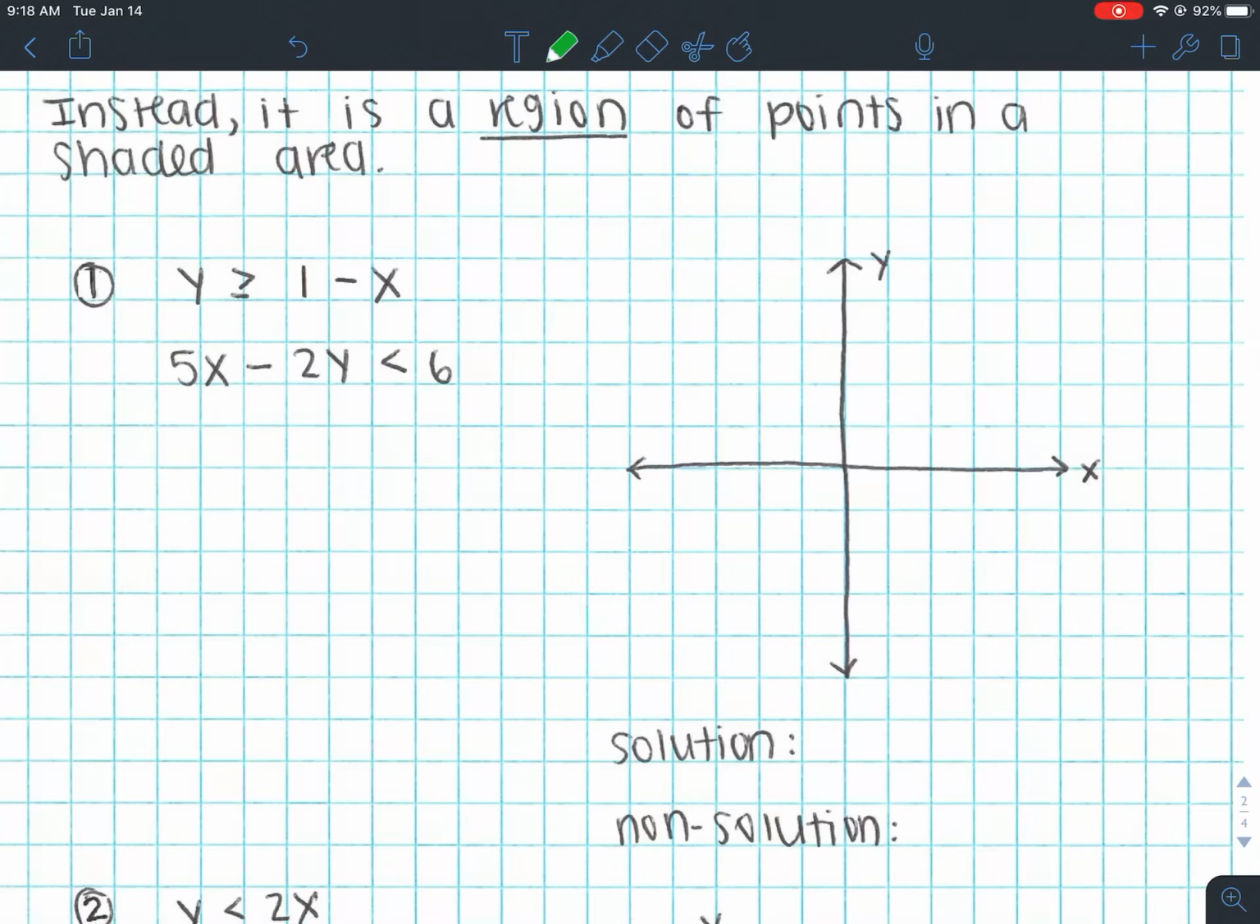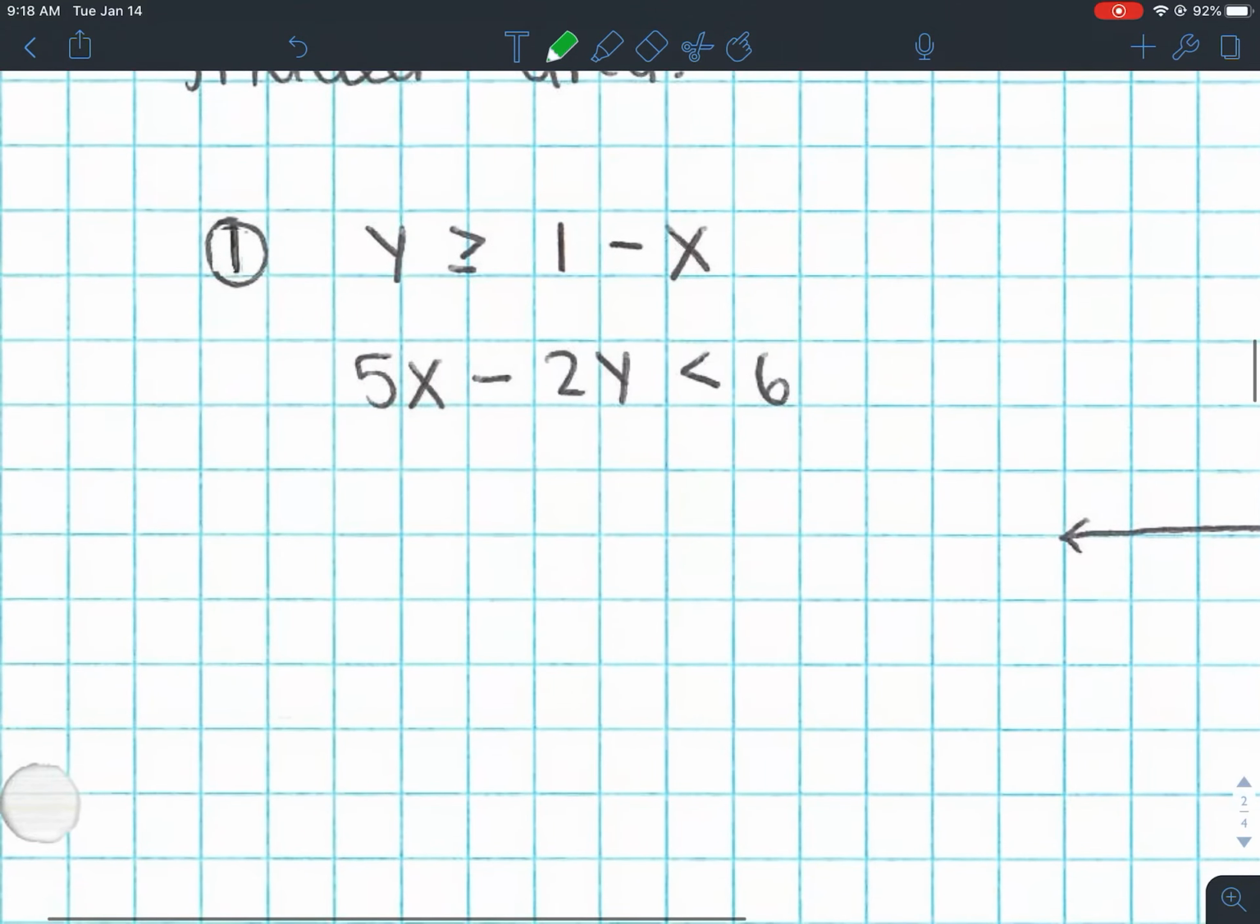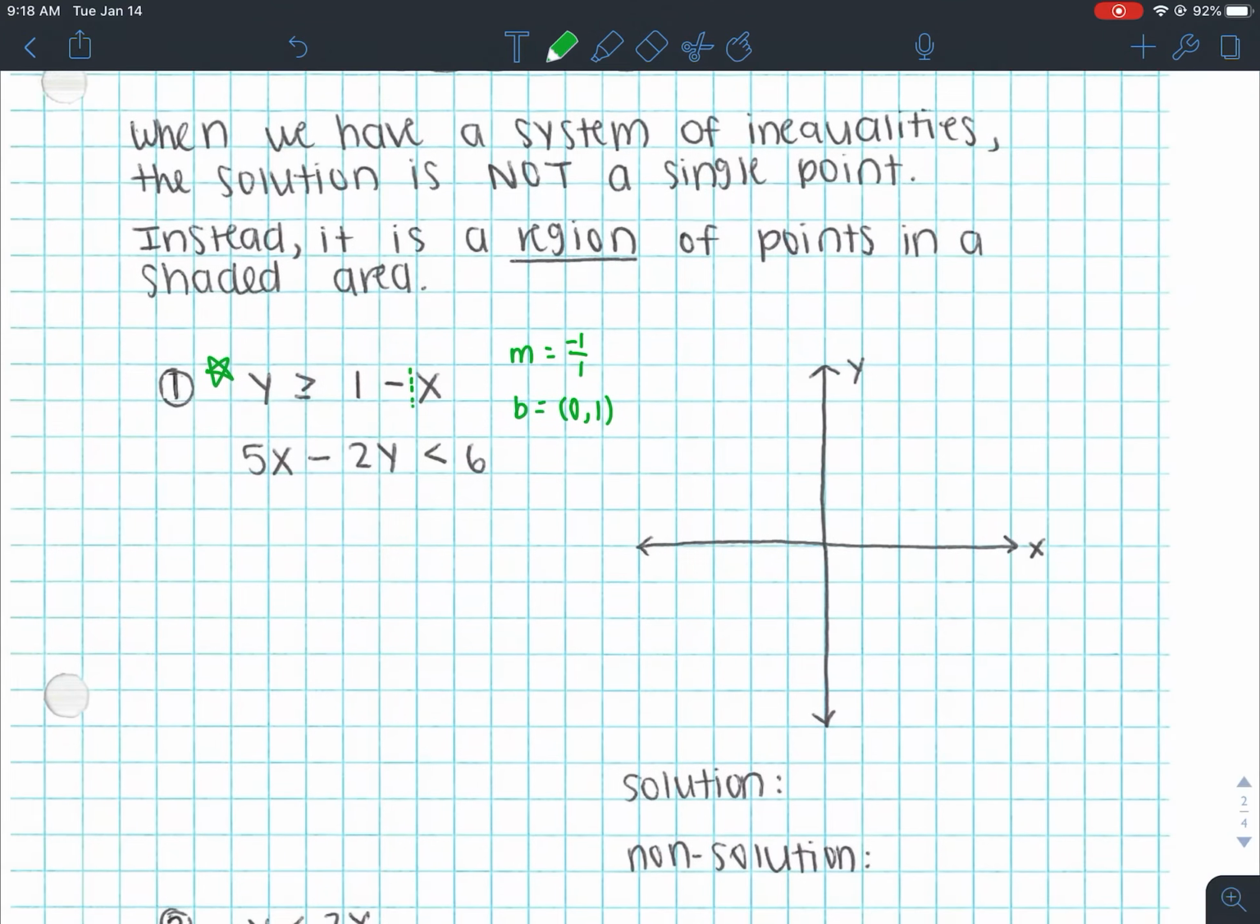Now, when we're graphing inequalities or equations, we prefer to have it in slope-intercept form, y = mx + b, so we want to try to get y by itself. I'm going to do the first inequality in green. I notice that y is already by itself, so I can go ahead and start. What's my slope here? My slope is the number in front of the x, so this is -1. So my slope is -1 over 1. My y-intercept is positive 1, so (0, 1).